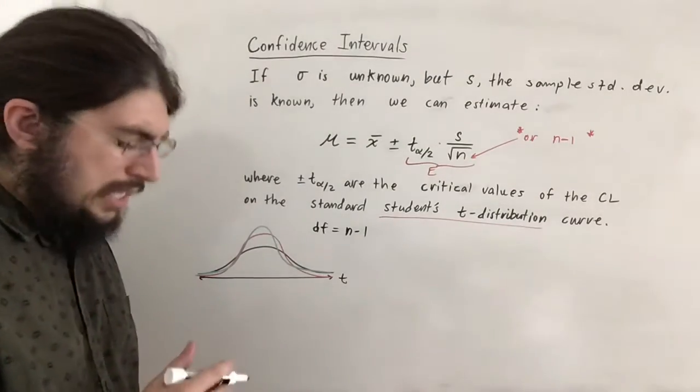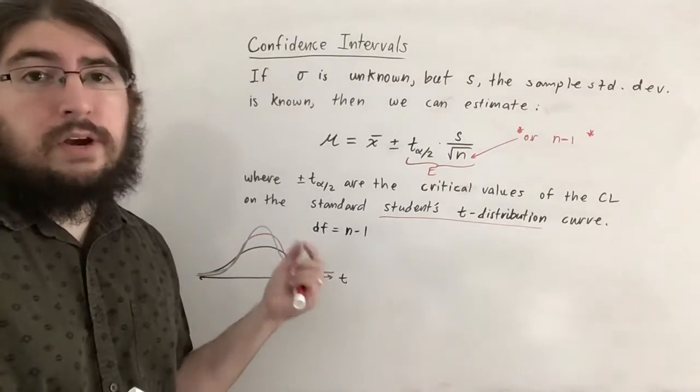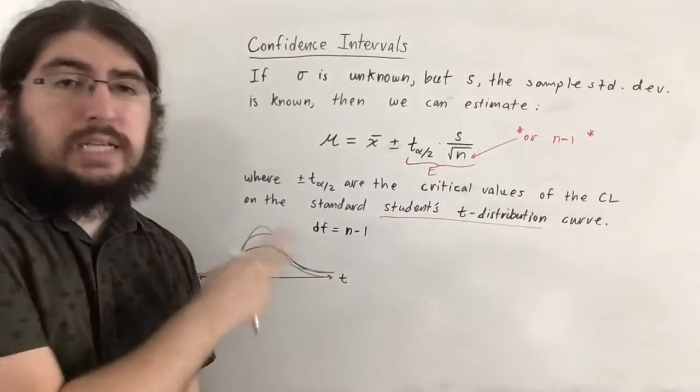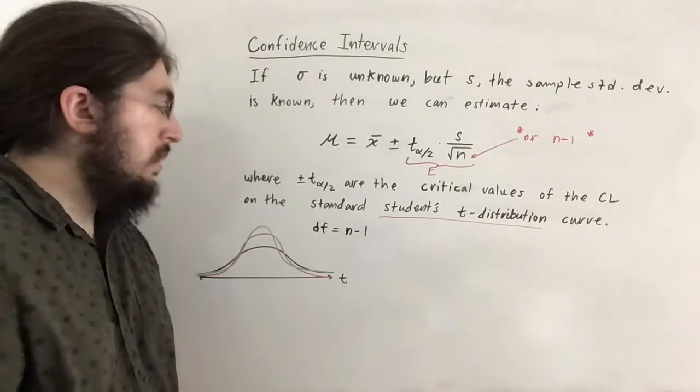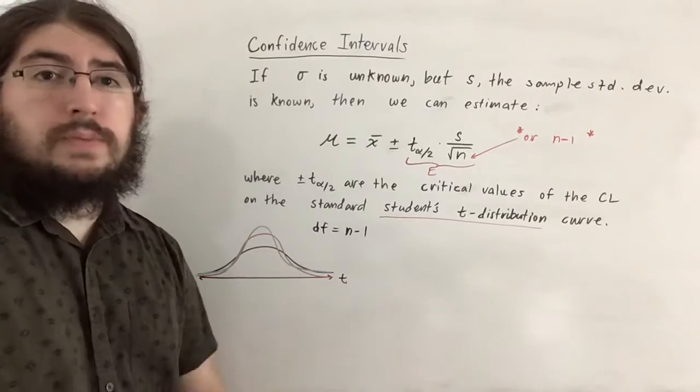Okay, and that's kind of all I'm going to say. Something else I can say is that as the degrees of freedom tend towards infinity, this will look more and more like the actual normal z-curve. So the higher the degrees of freedom, in other words, the higher your sample, the more normal this becomes.